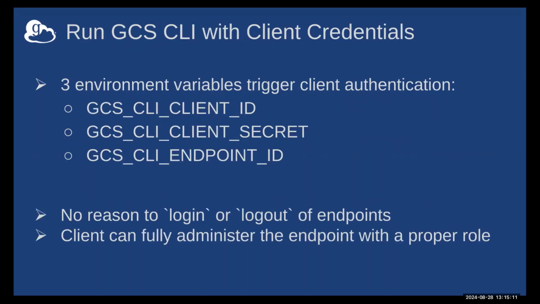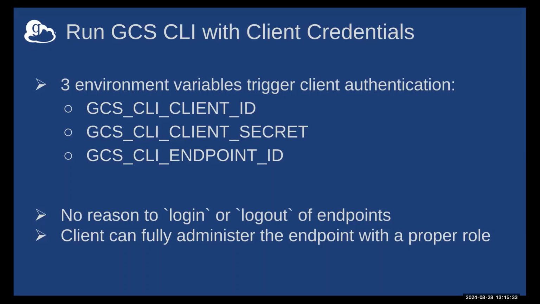So once you have the client credentials, you use these three variables, set in the environment, to pass the information to the GCS CLI. Right? The GCS CLI client ID, that first one there, is set obviously to the client UUID of the client you generated. Then you've got the GCS CLI client secret, which is of course the client secret you generated.